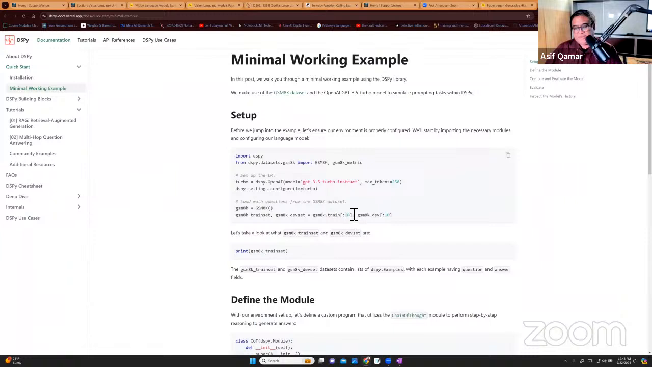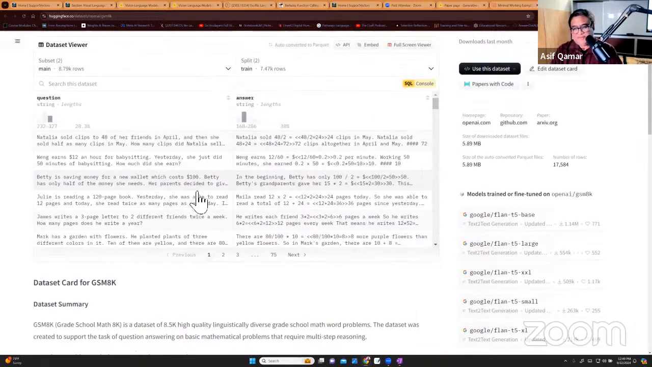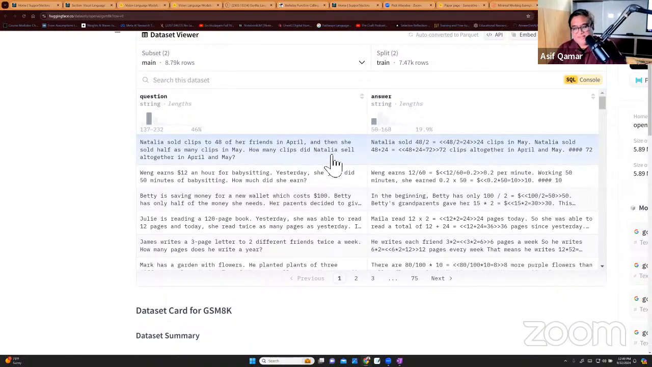So first, you need some training data, isn't it? A supervised learning kind of approach. So you can go to the GSM, general math problems, a school grade math problems data set. So here it is. Can you see the nature of this problem? Natalie sold chips to 48 of her friends in April, and then she sold half as many chips in May. If you are playing NVIDIA, good. How many chips did Natalie sell altogether? And so here is the answer.